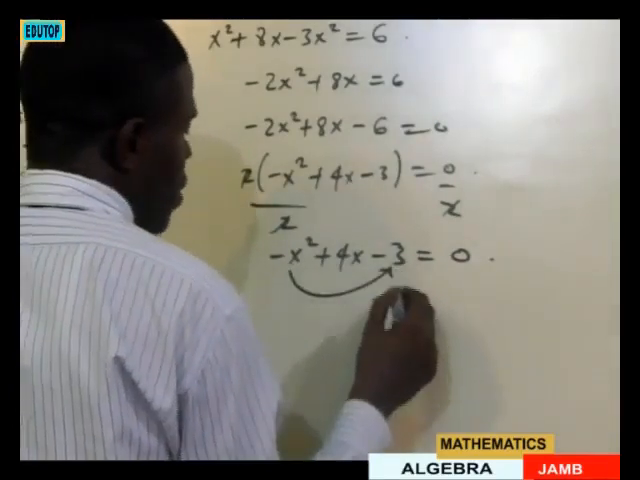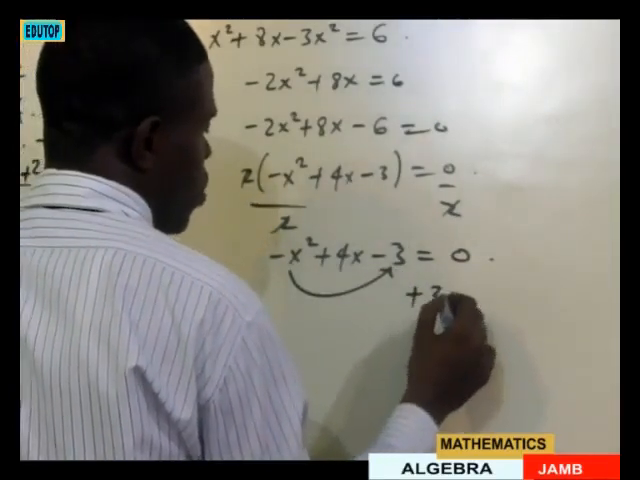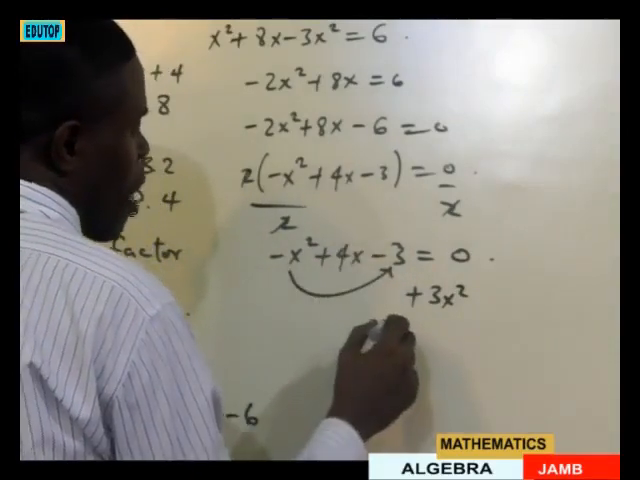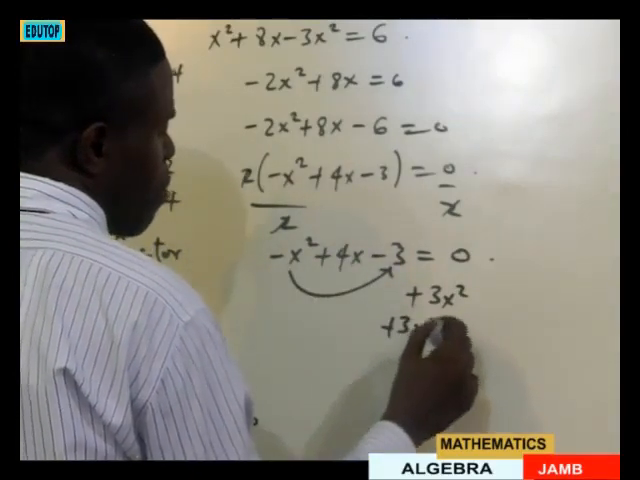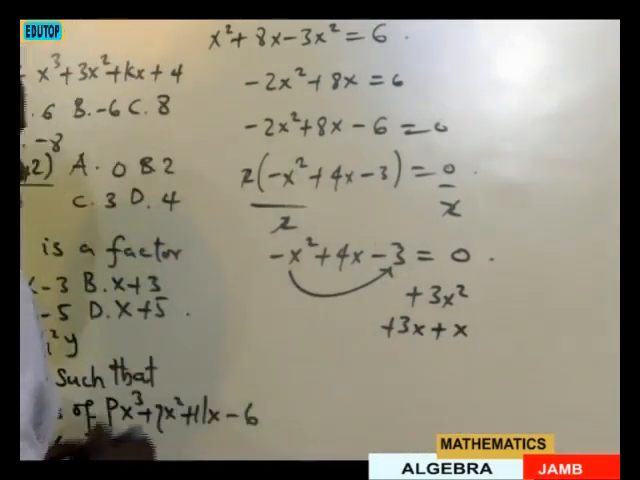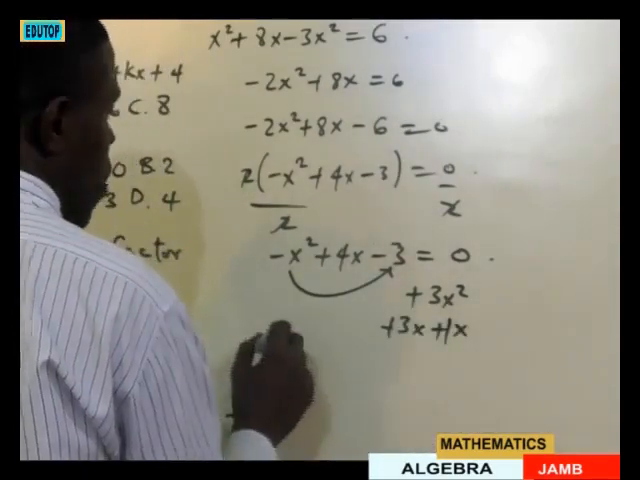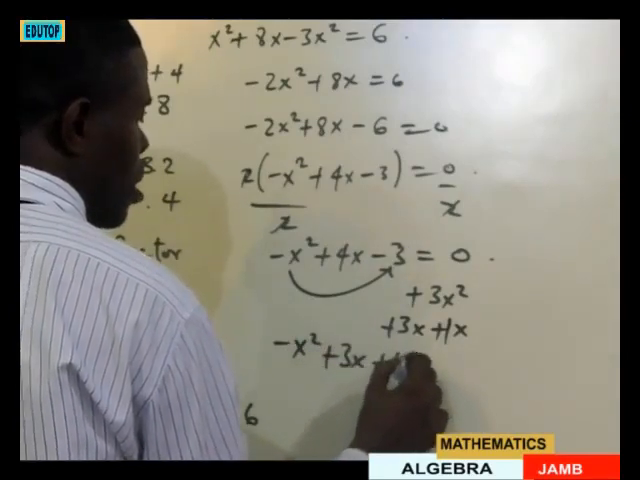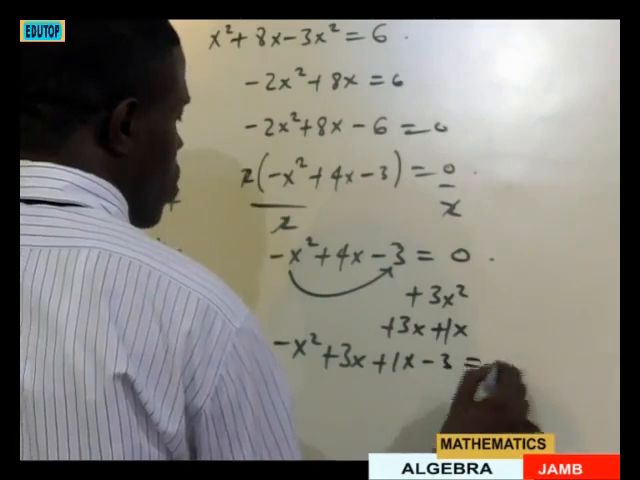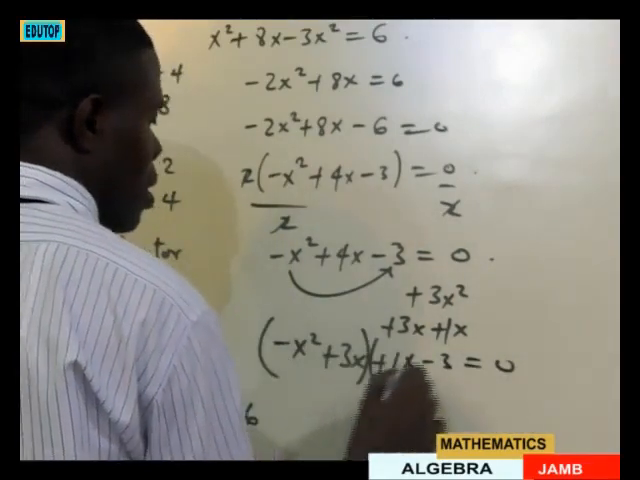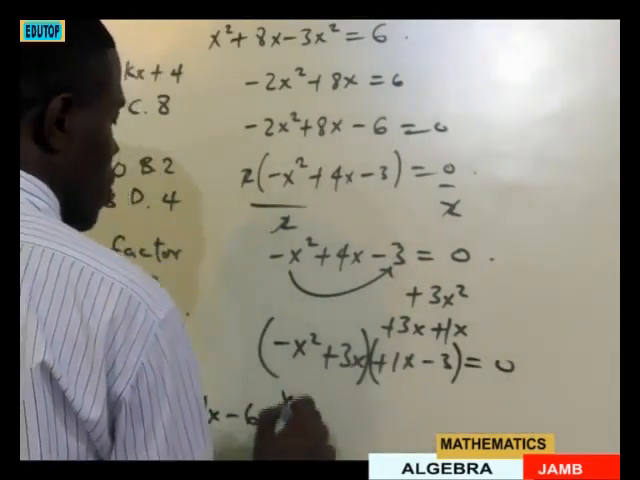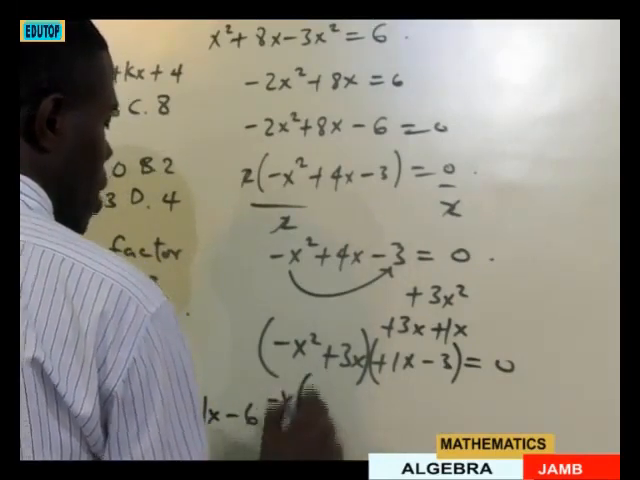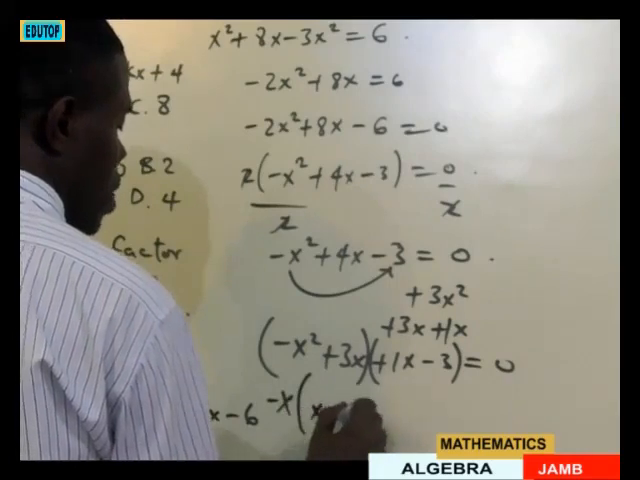Here, I will multiply this, I have plus 3x squared. So the factors that will give me the one in the middle, whether by addition or subtraction, are plus 3x and plus 1x. So I will have minus x squared plus 3x plus 1x minus 3 equals 0. So I dissect this. What is common here? Minus x is common. I bring the minus x out. I have x minus 3.